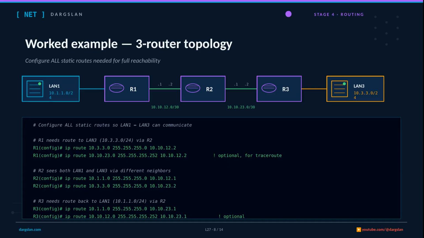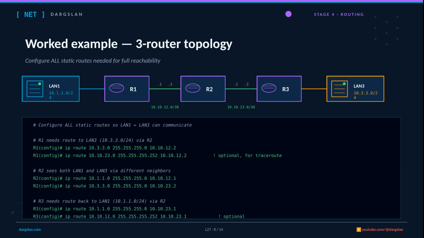With that failover pattern in mind, let's walk through a full reachability example across 3 routers in a line. The key insight here is symmetry. Every router needs to know about every non-directly connected network in both directions. R1 points toward LAN 3 via R2's near interface, R3 points back toward LAN 1 the same way, and R2 in the middle needs entries for both LANs since each sits behind a different neighbor. Skip any one of these and you'll get that classic one-way ping that drives engineers crazy at 2 in the morning.